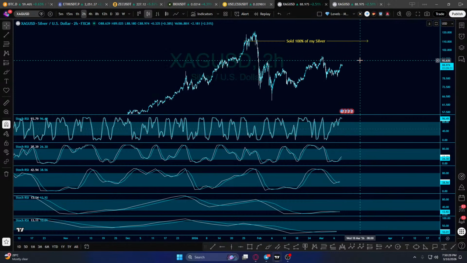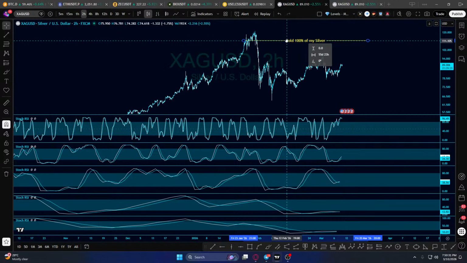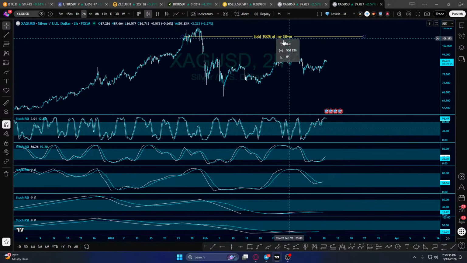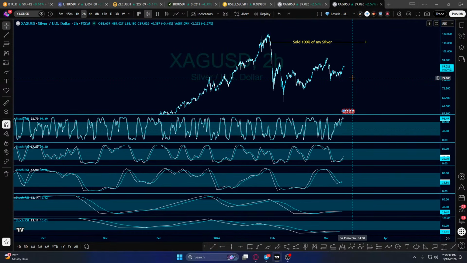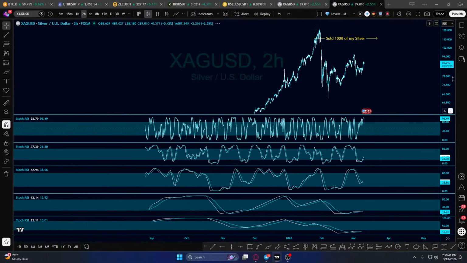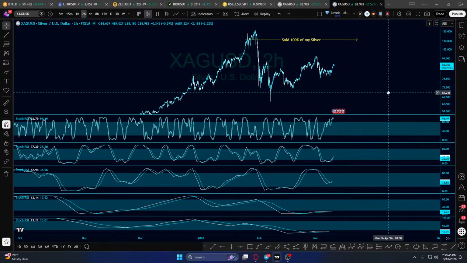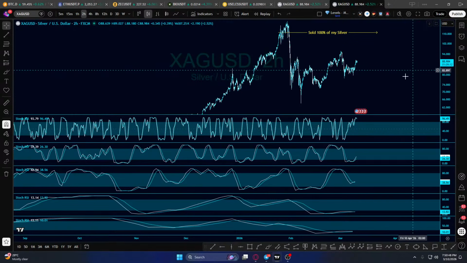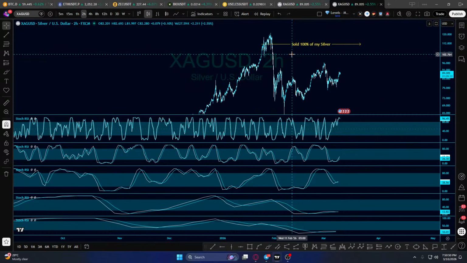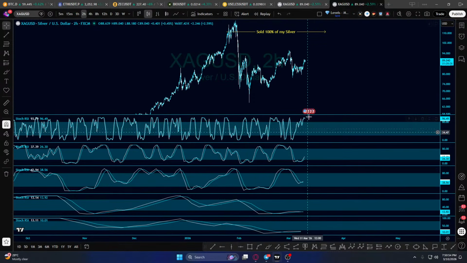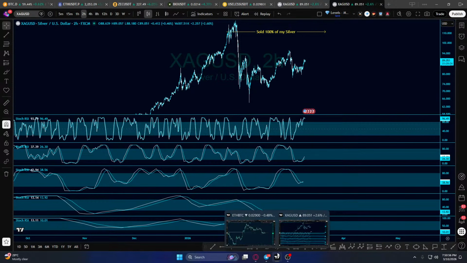What this tells you, or why this is marked: I sold 100% of my silver here, and this was the top. And the same happened on Bitcoin. In November I said I am selling my Bitcoin at $109,000, and that was the local top, and we haven't witnessed 109 again. So that's what this chart shows. Remind me at the last.